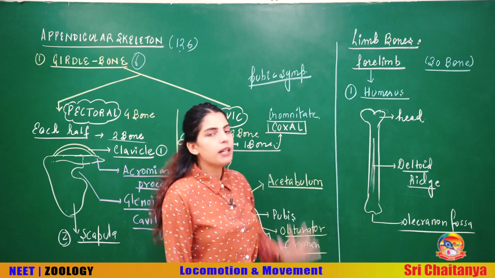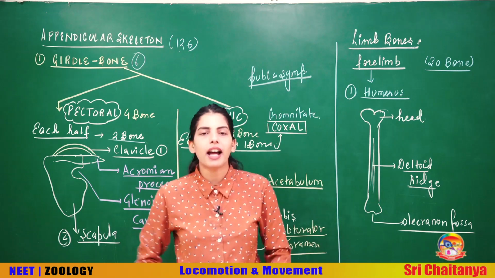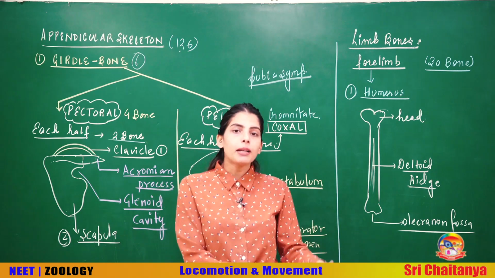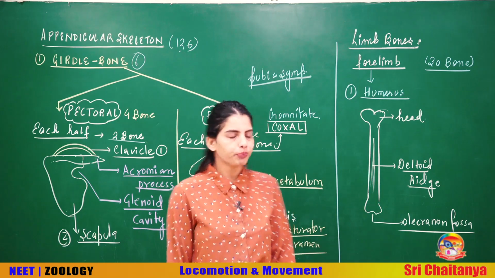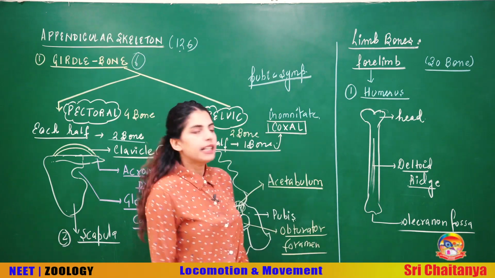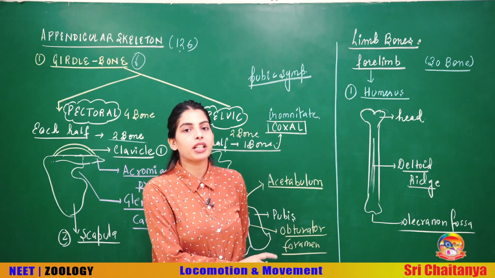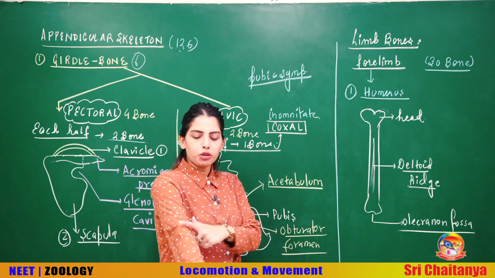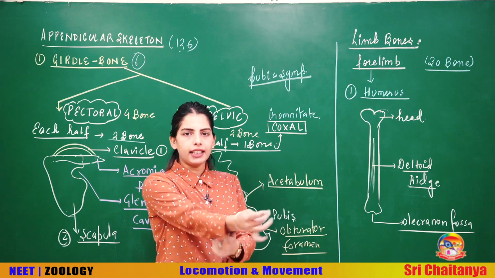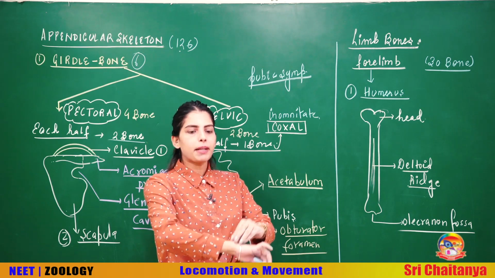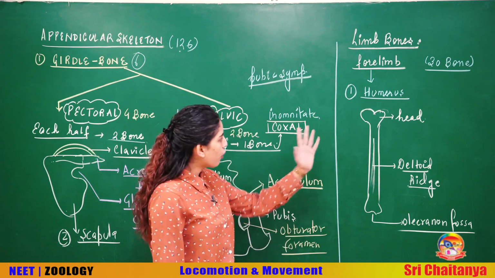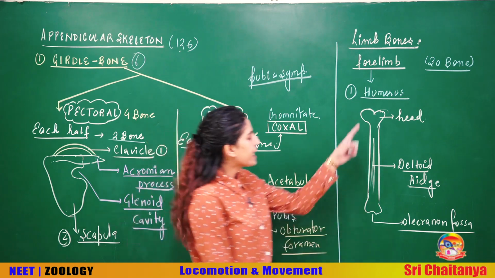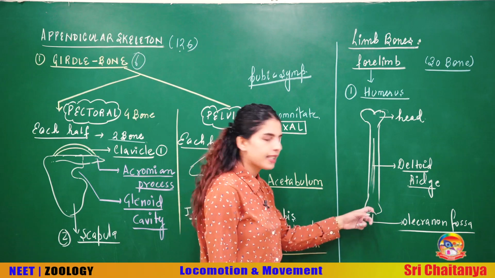Now talking about limb bones, you have forelimbs and you have hind limbs. Each forelimb consists of 30 bones, each hind limb consists of 30 bones. Talking about the forelimb, the very first bone is the humerus, this one. You have got the humerus, you have got radius and ulna here, then you have got carpals, metacarpals and phalanges. In the humerus, there is this head part and there is this distal part.